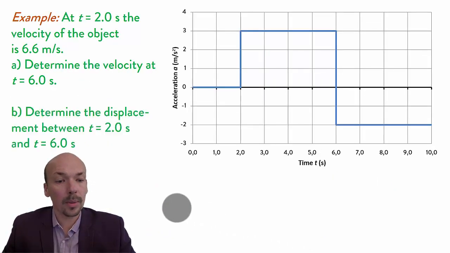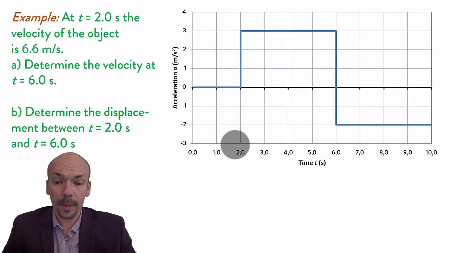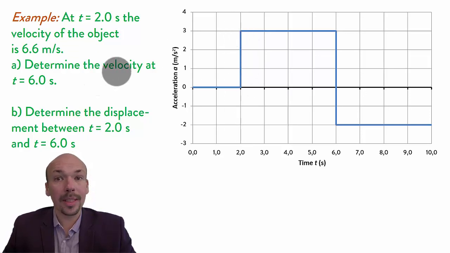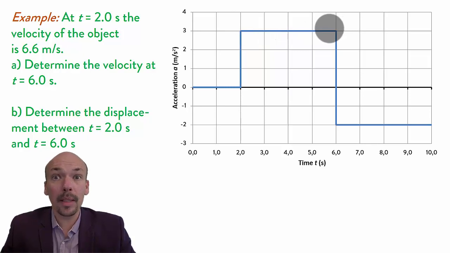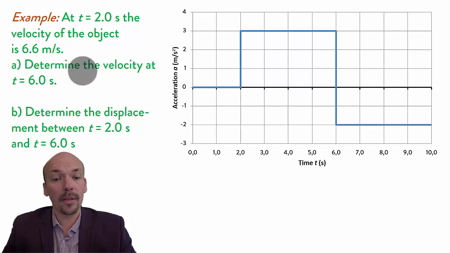2 questions. We start with this one. At 2 seconds, the velocity of the object is 6.6 meters per second. So here there is already a velocity. Determine the velocity at 6 seconds, so when it gets here, and determine the displacement. So try now for yourself if you can manage to get the final velocity at 6, and to determine the displacement between 2 and 6.